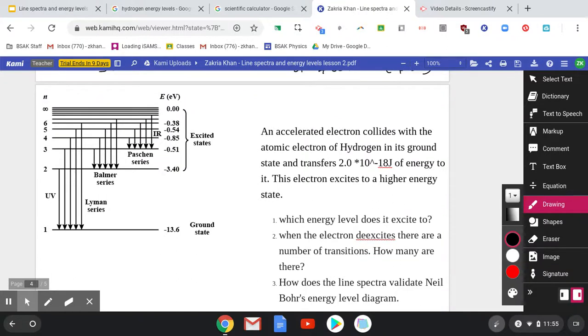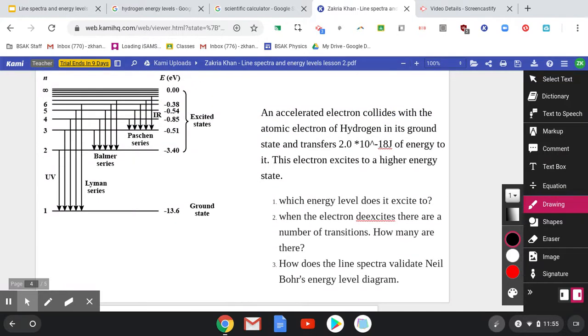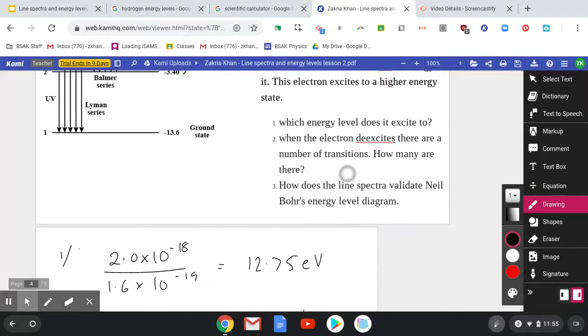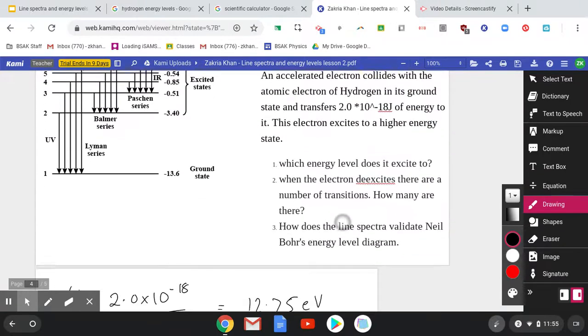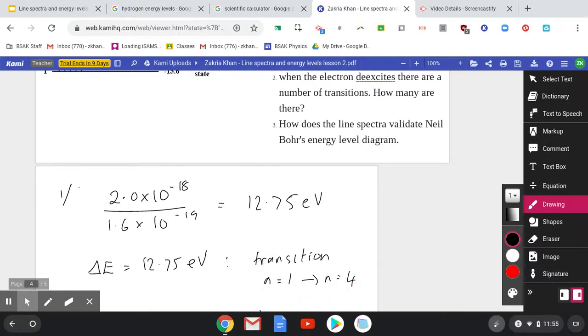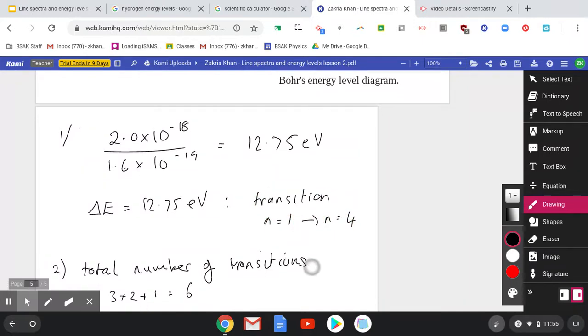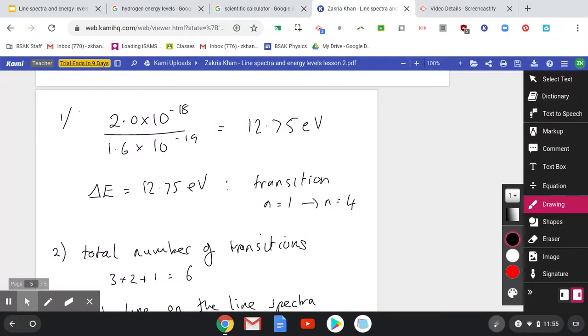It will excite to, and if you look at the numbers, the difference between the levels that gives 12.75 is the n equals 4 and the n equals 1. So 13.6 minus 0.85 gives us 12.75 electron volts. So that's the transition and answer to question 1. n equals 1 to n equals 4. We could say excitation from n equals 1 to n equals 4. So the electron excites from n equals 1 to n equals 4.